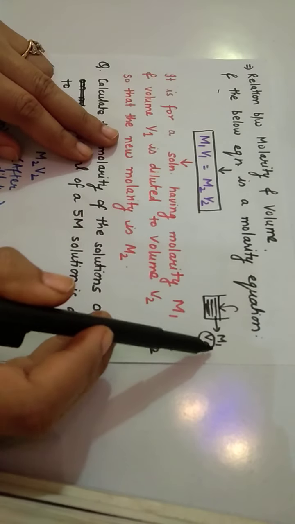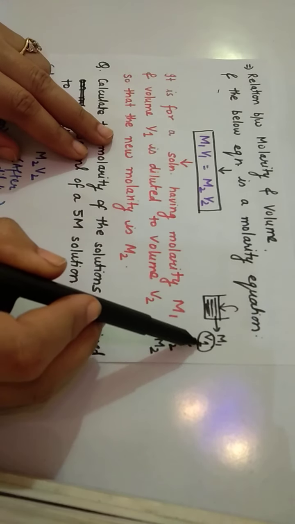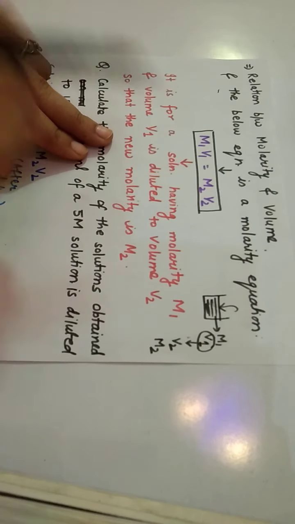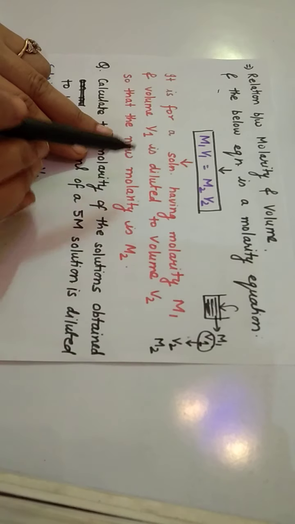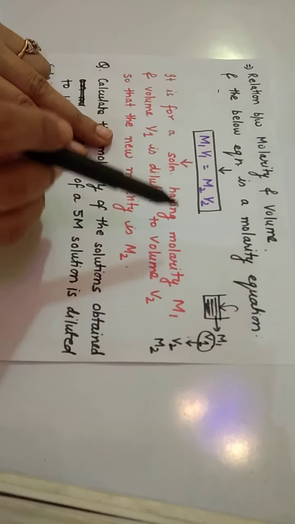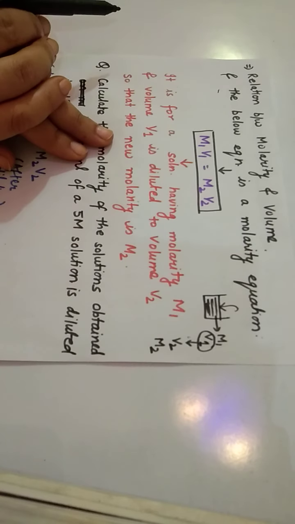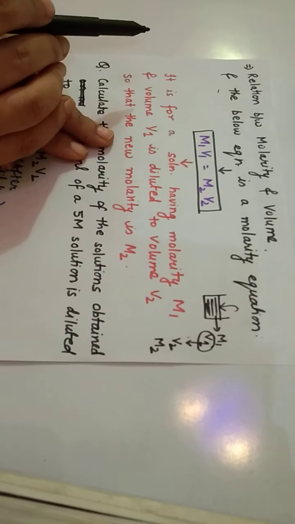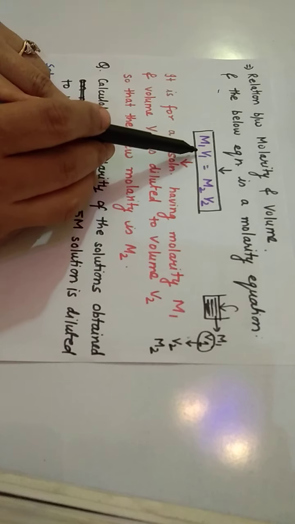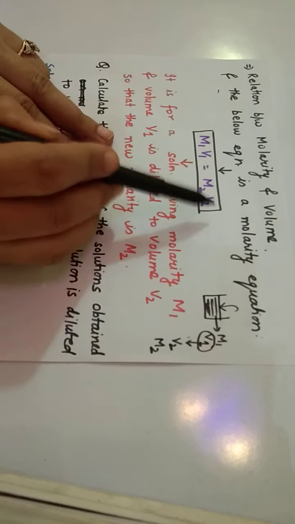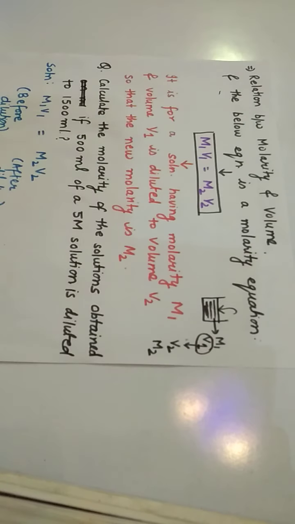So before dilution, the molarity was M1 and the volume was V1. And after adding water, that is after dilution, the volume is V2 and the new molarity is M2. So if this happens, then there is a relationship between these two. So a new equation comes that is known as the molarity equation, and here M1V1 will be equals to M2V2. So this is a new formula. Based on this formula, now we will be doing one numerical.